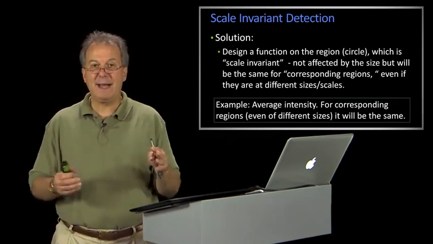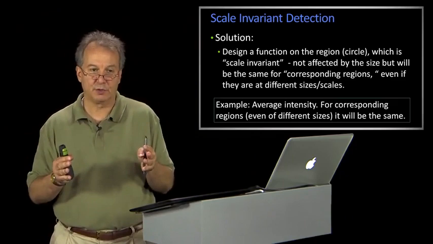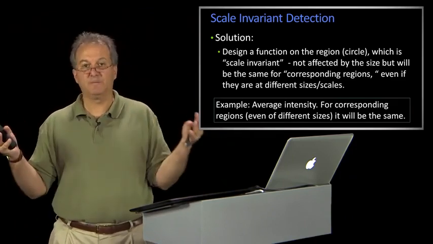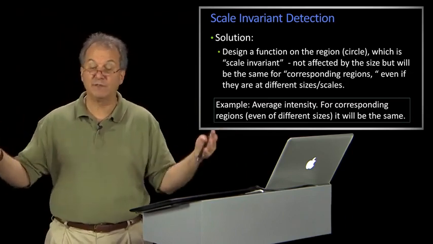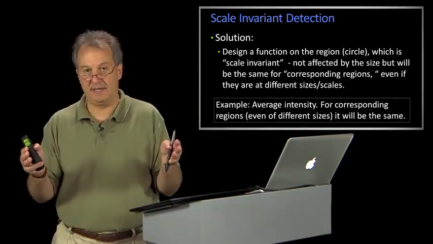Simplest to understand is imagine average intensity, right? If I just take the average intensity over a circle, that function doesn't care how big the circle is. It's just going to compute that function over whatever size circle you give it. And in fact, if it were a constant gray value, if you kept making the circle bigger and bigger and bigger, it wouldn't matter. The function would stay the same.